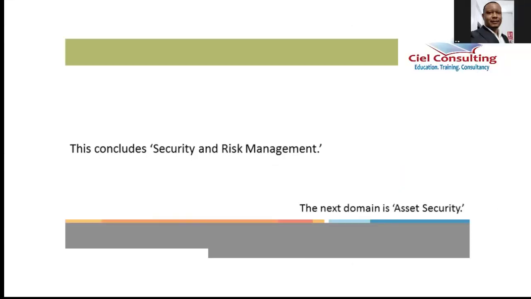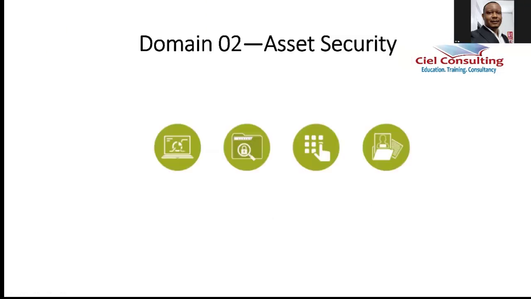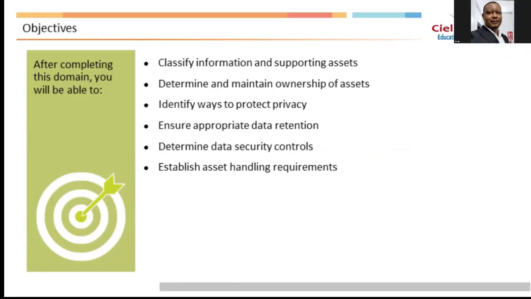So in today's lesson, we're going to be taking a look at asset security. Asset security. Yesterday, I defined the term asset. I said asset is anything of value. So something of value can be tangible. It can also be intangible. We're going to be taking a look at these topics under asset security: classifying information and supporting assets, determining and maintaining ownership of assets, also identifying ways to protect privacy, also ensure appropriate data retention, determine data security controls, and then also establish what we now call asset handling requirements.